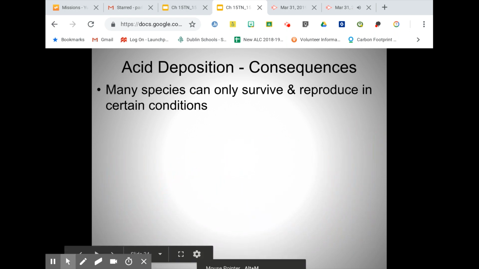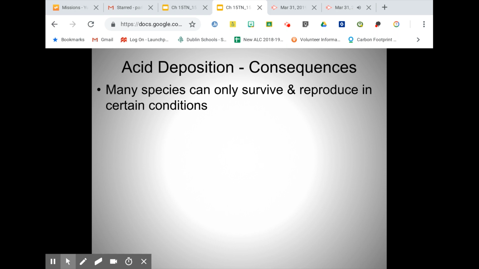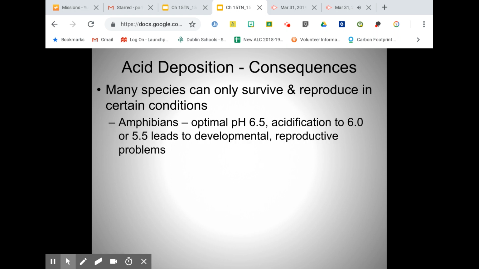So, consequences of acid deposition. As you know from visiting Darby Creek, a lot of organisms only live in optimal pH ranges. Those very sensitive indicators don't live very far outside of this 6.5 pH. So even a little bit of acidification for very sensitive organisms can cause problems. Salamanders just can't survive in pHs lower than 5.